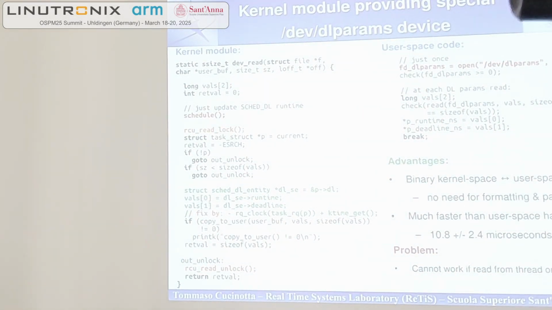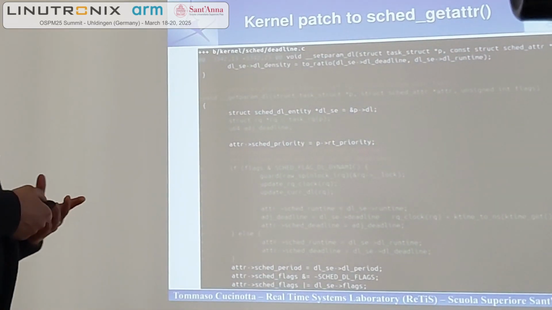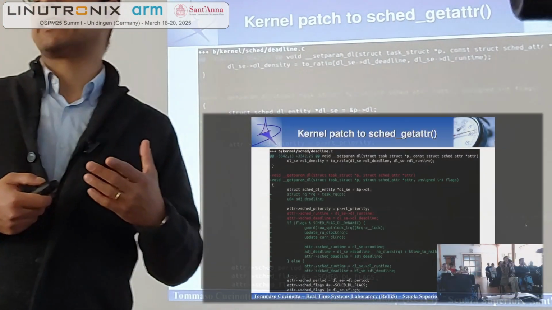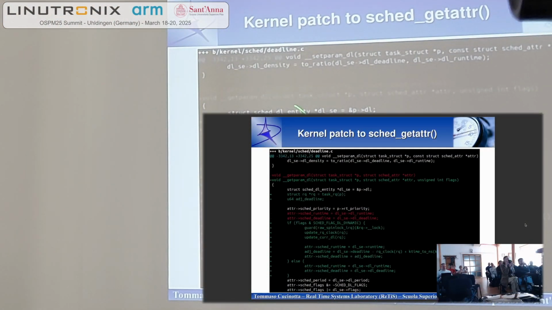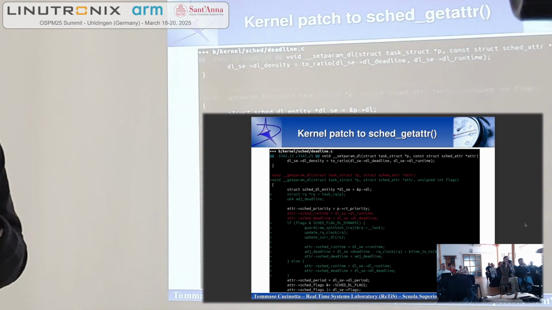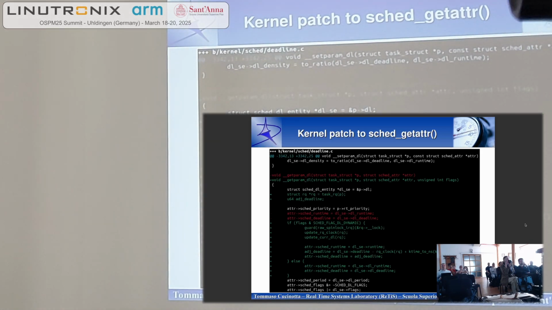So the right way to do this seems to be a kernel patch to the system call for getting the attributes, which, as I said, is faster to show than all the presentation and all the text I'm speaking with. Anyway, we modified the get parameters function. The idea here is to add one additional flag that needs to be passed to this function.